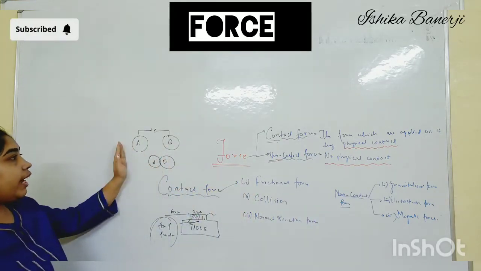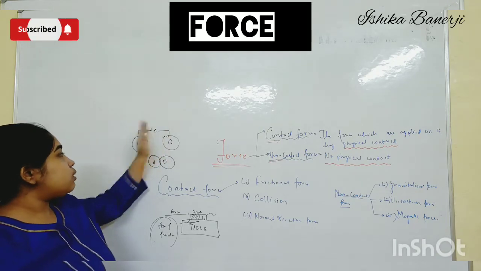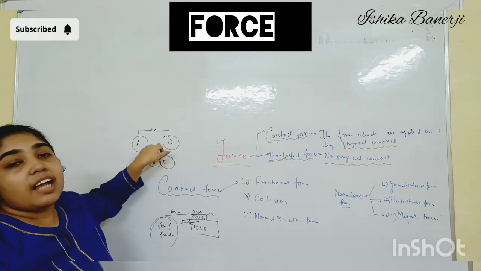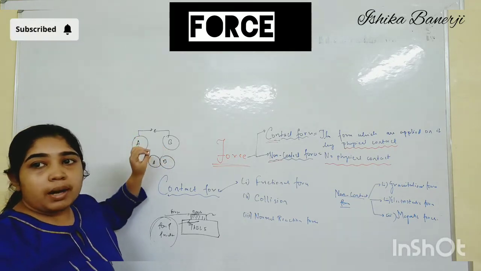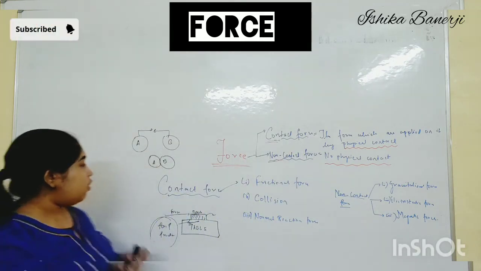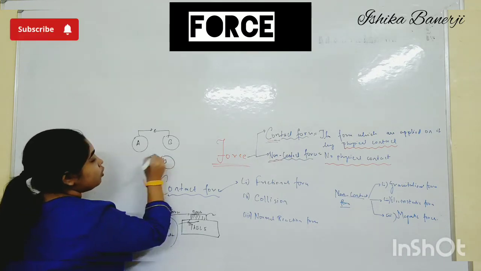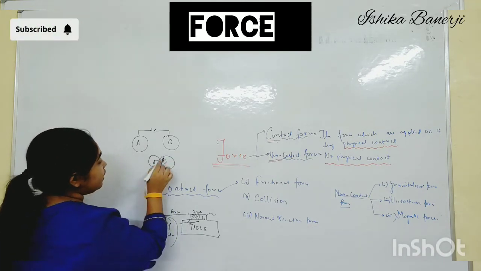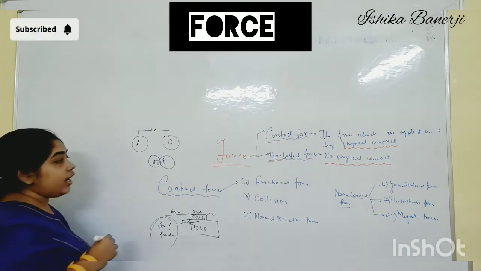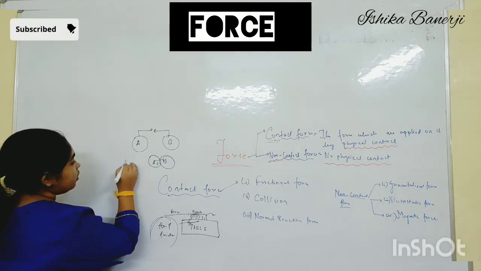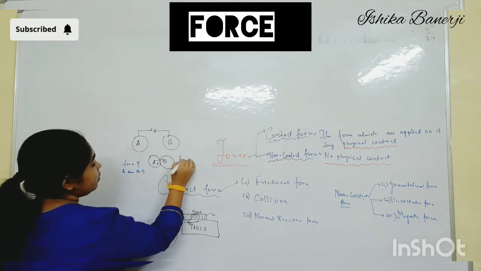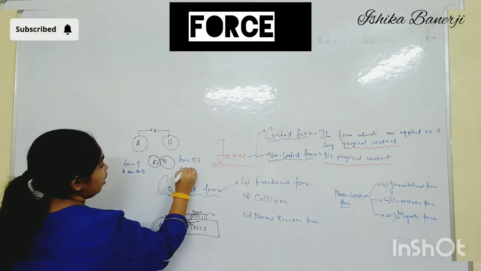See, body A says this is my bus stand, I want to catch the bus. Body B says no, this is my bus stand, I want to catch the bus. So both of them are coming together. As a result, A will be exerting a force on B, and B will be exerting a force on A. Clear? So here is the force of A due to B, and here, opposite, the force of B due to A.